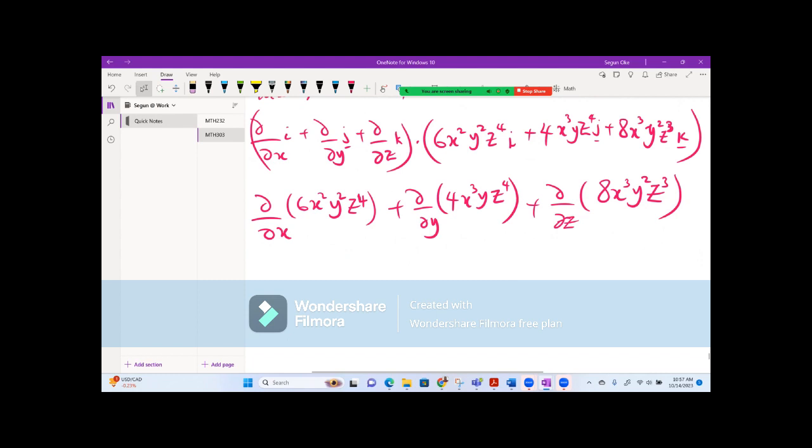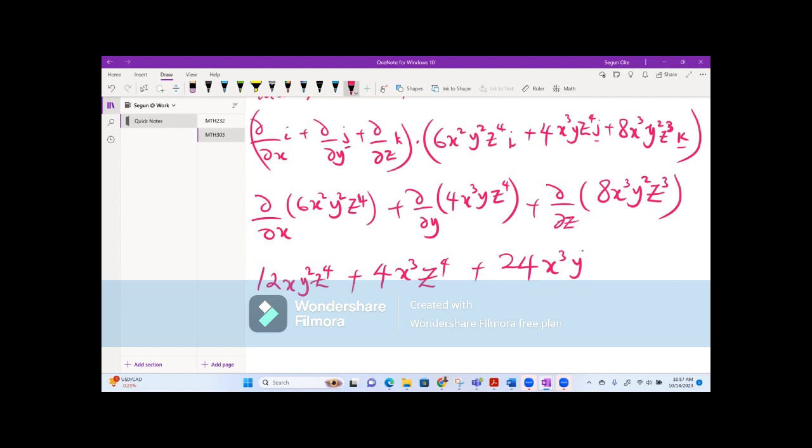So how do we differentiate each of them? Let's differentiate each of them. With respect to x now, this will give us 12x y squared z raised to power 4, plus 4x cubed z raised to power 4, then plus 24x cubed y raised to power 2 and z raised to power 2. So that's the final answer for this.